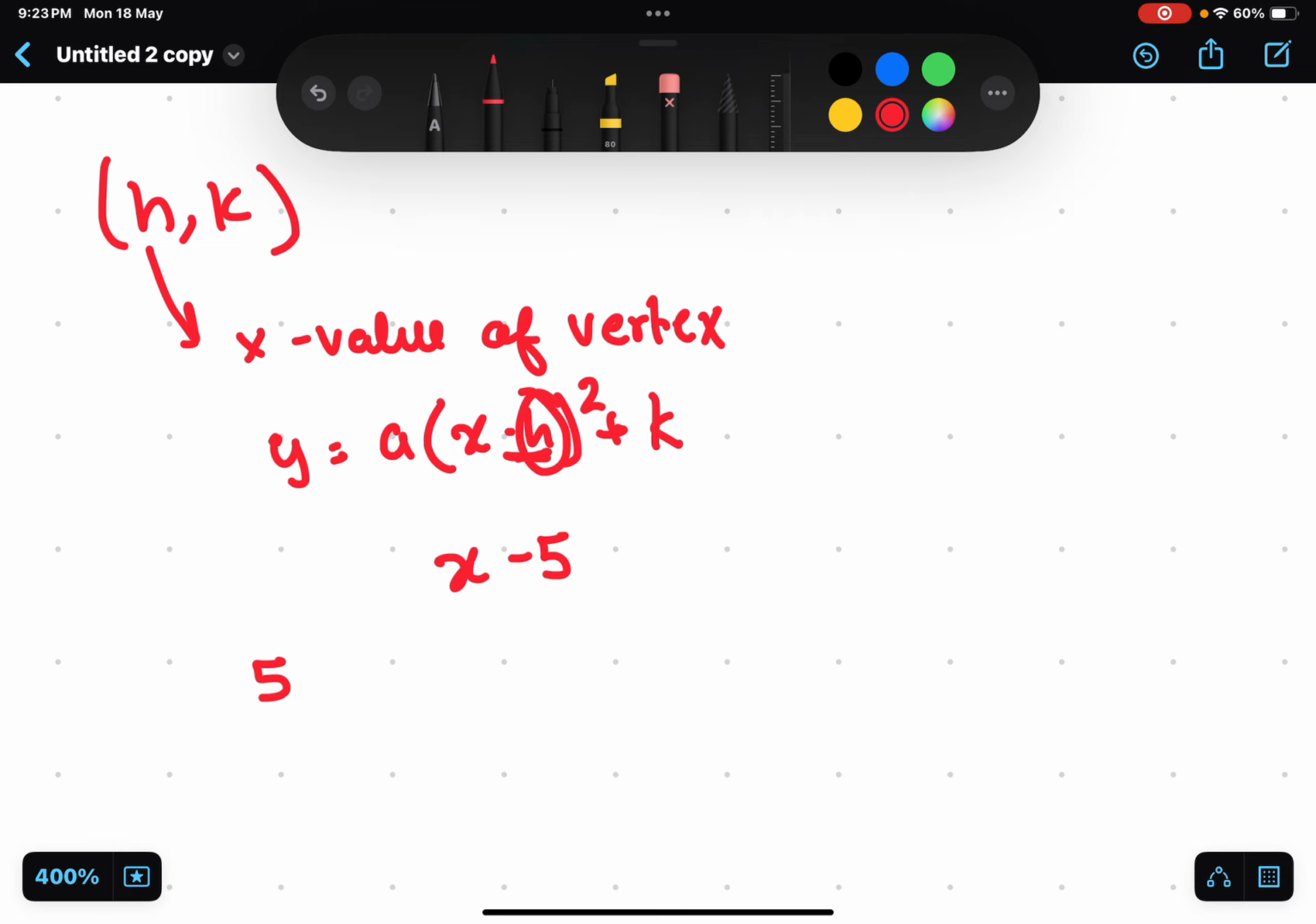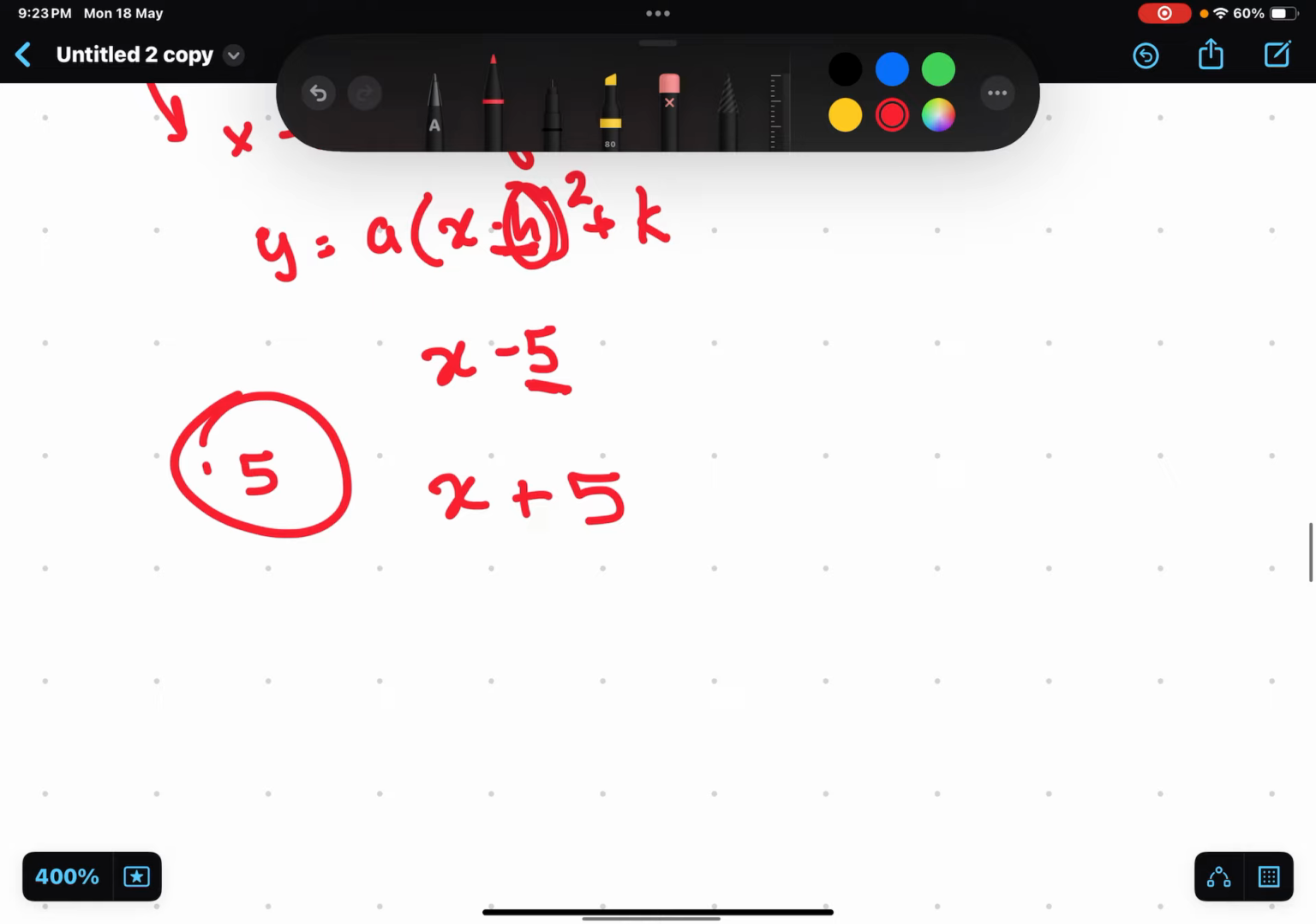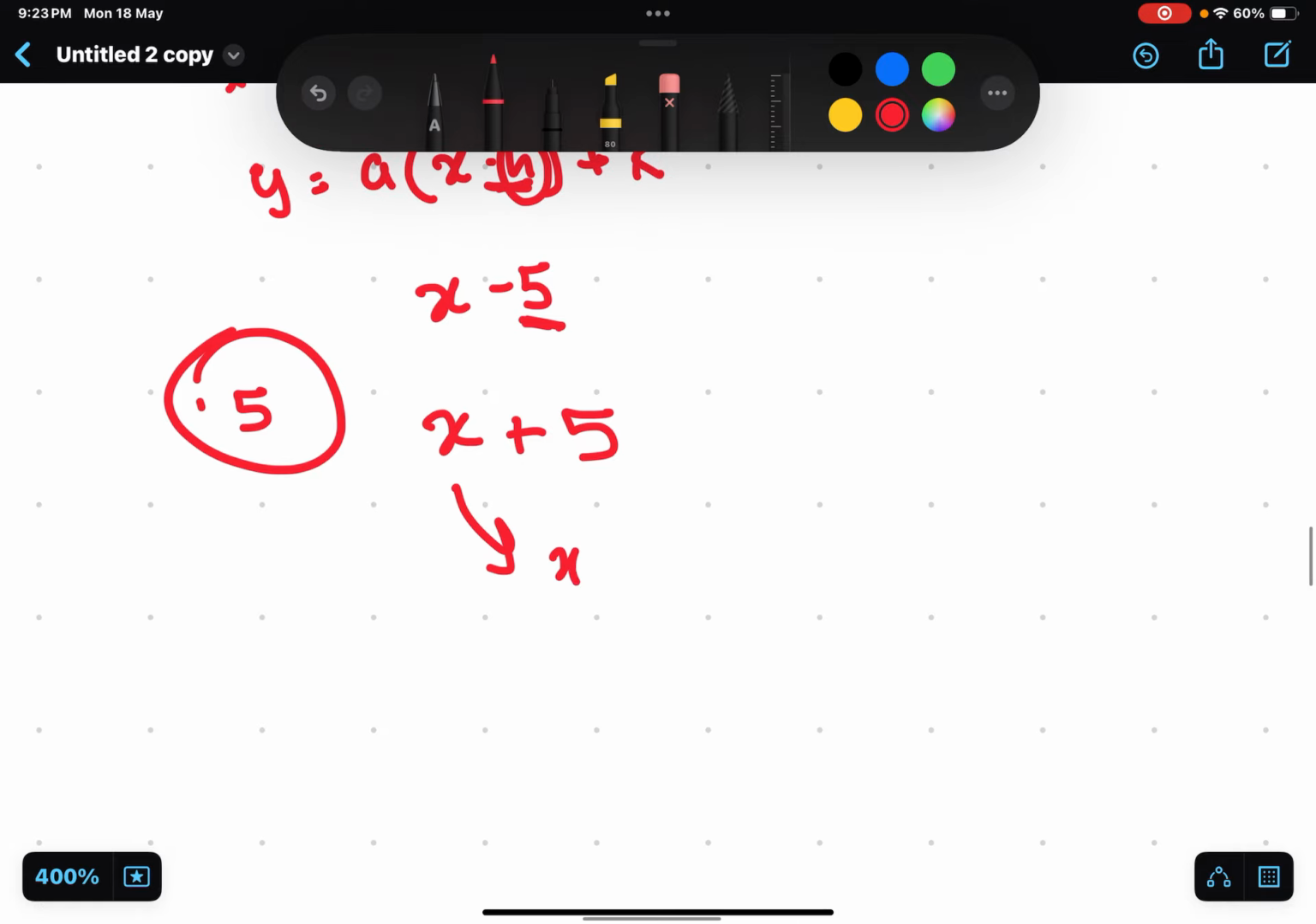It's a mistake that people make a lot of times, but I just want you to know that this is going to be the positive one. It's going to be just what is here. However, if it was x plus 5, then this is basically x minus negative 5, right? So our h is actually equal to negative 5, which is why the x value at our vertex would be negative 5.